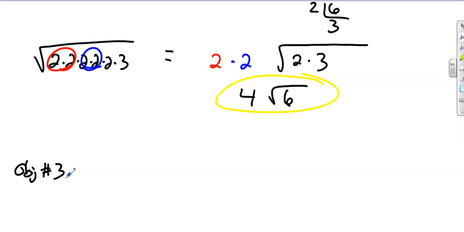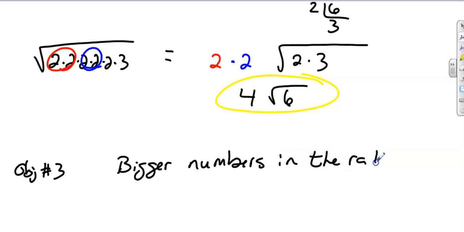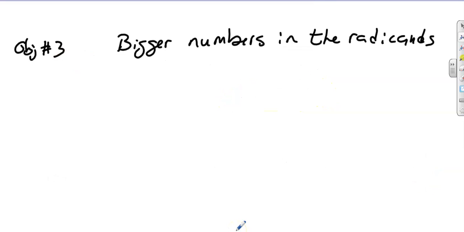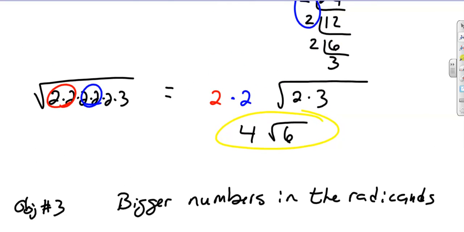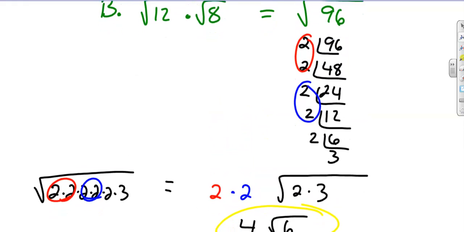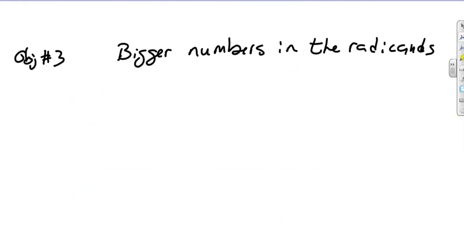Okay, objective number 3. They changed gears on you just a little bit on this one. I can't remember the exact wording they put on this one, but basically they put bigger numbers in the radicals. Back here we were doing 12s and 8s and 6s and 4s and 3s and 7s, where it's pretty short. This is one way to give you bigger numbers.